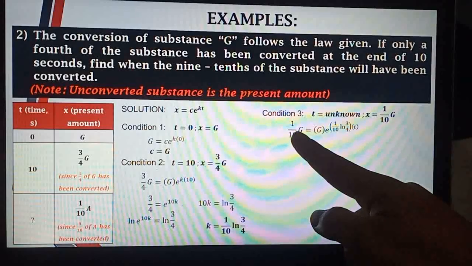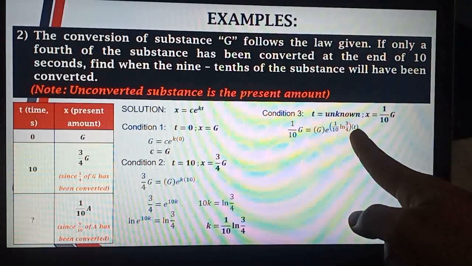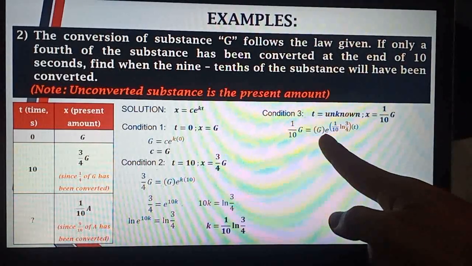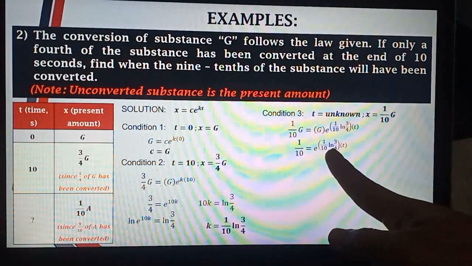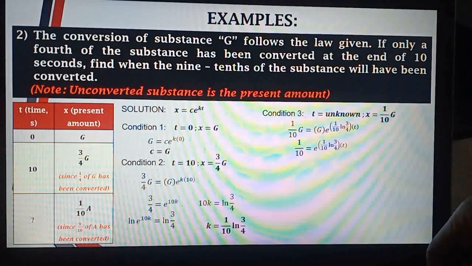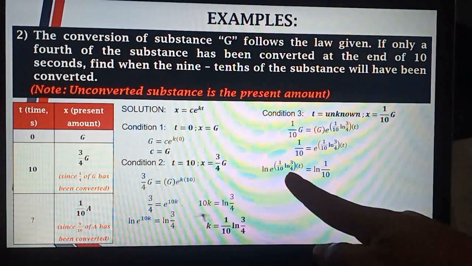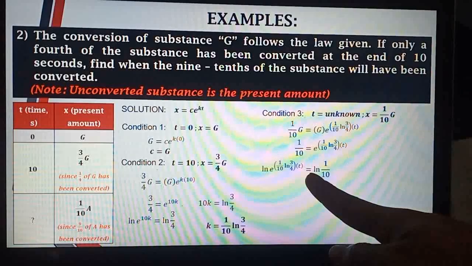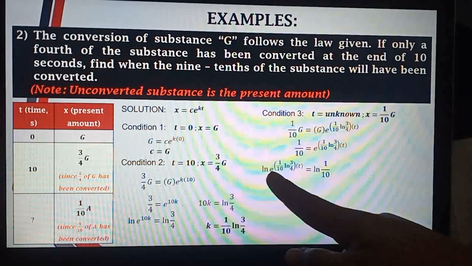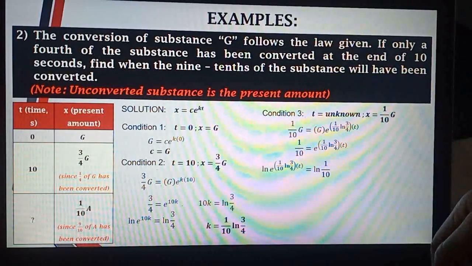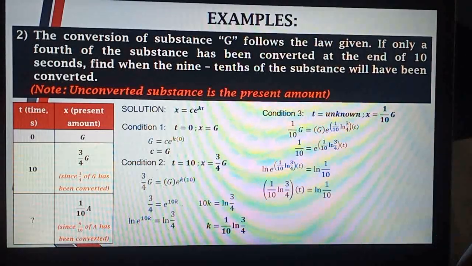So you will now have 1/10 of g equated to g e raised to 1/10 ln of 3/4 multiplied to time. So canceling both g on both sides, you will now have 1/10 equals e raised to 1/10 ln of 3/4 multiplied to time. Now taking the ln of both sides, you will have ln of e raised to 1/10 ln of 3/4 multiplied to t equated to ln of 1/10. So property again ng natural logarithm, mawawala si ln e. Matitira na lang is the exponent of the e. You will have 1/10 ln of 3/4 multiplied to time equated to ln of 1/10.